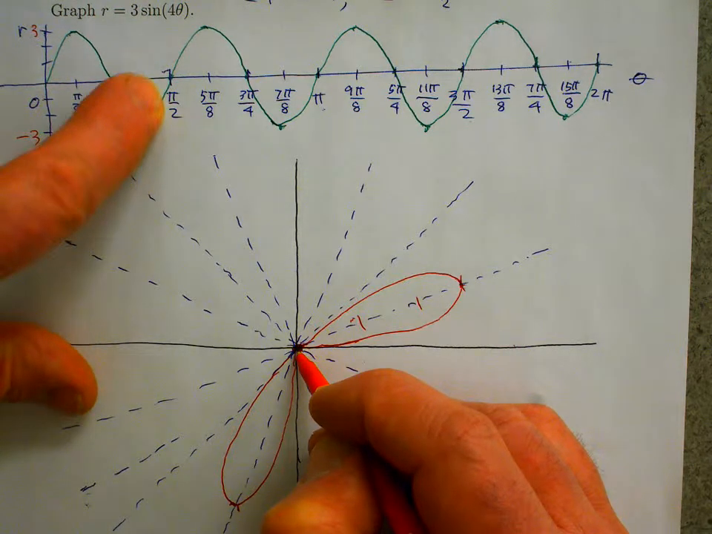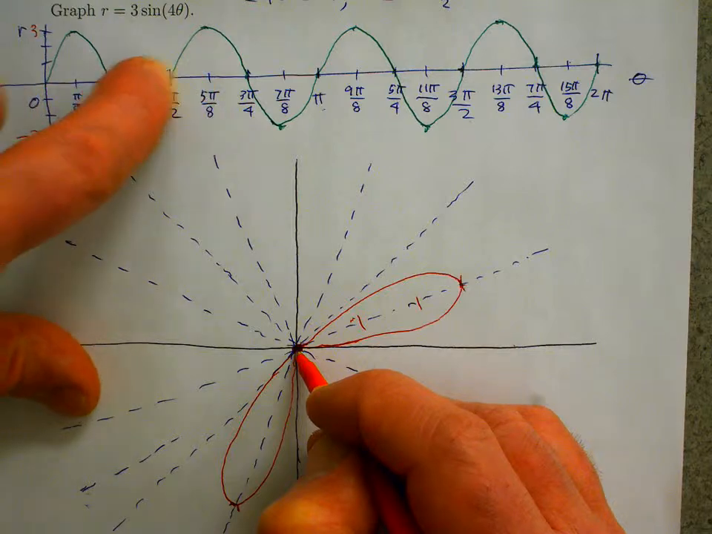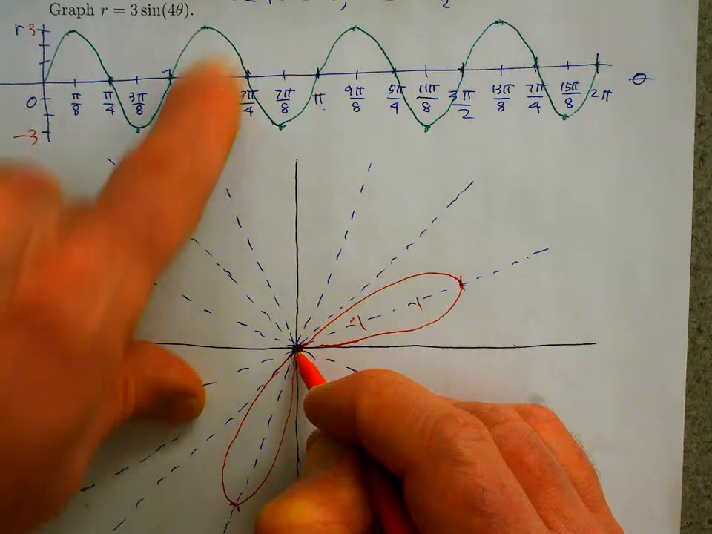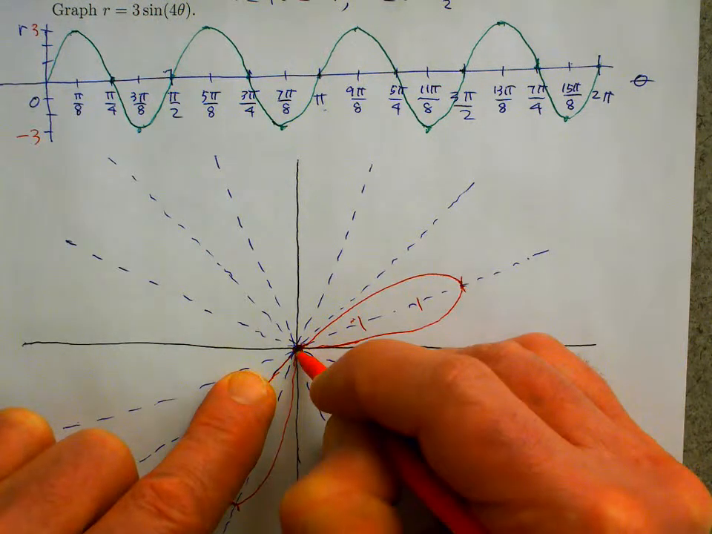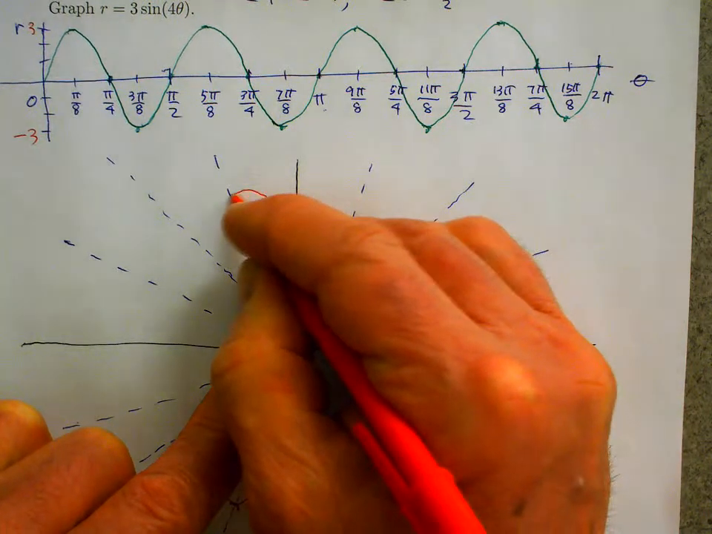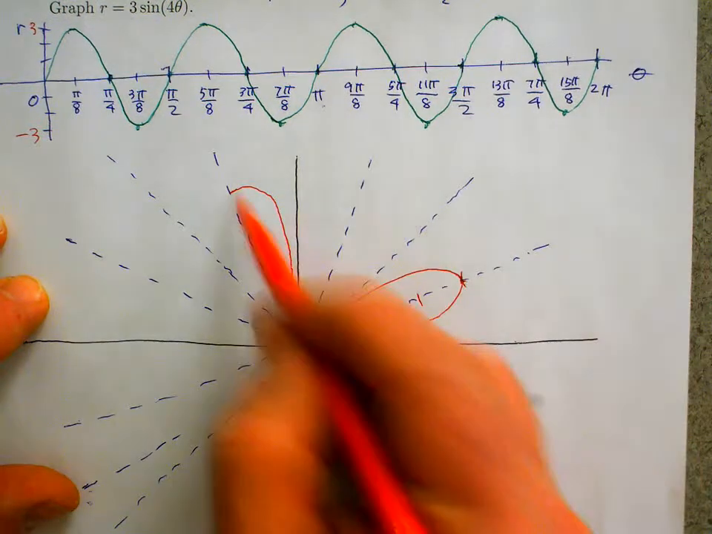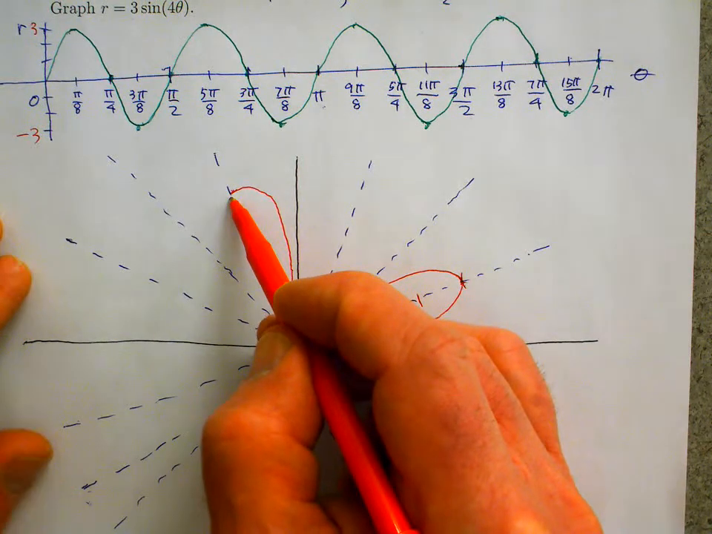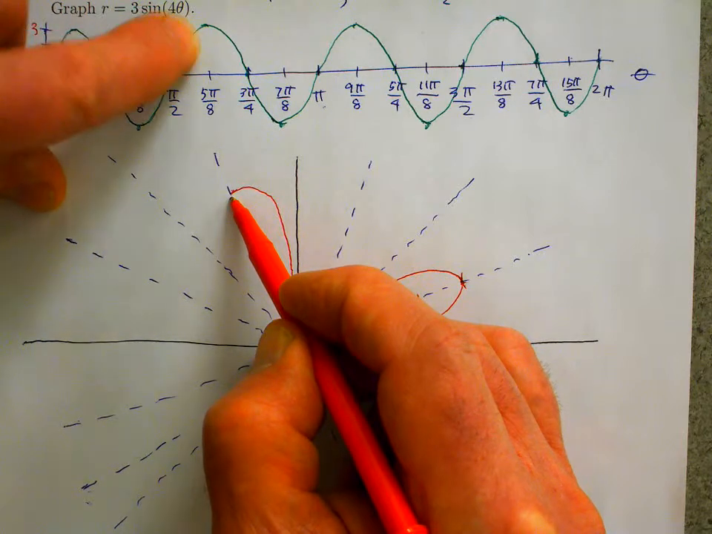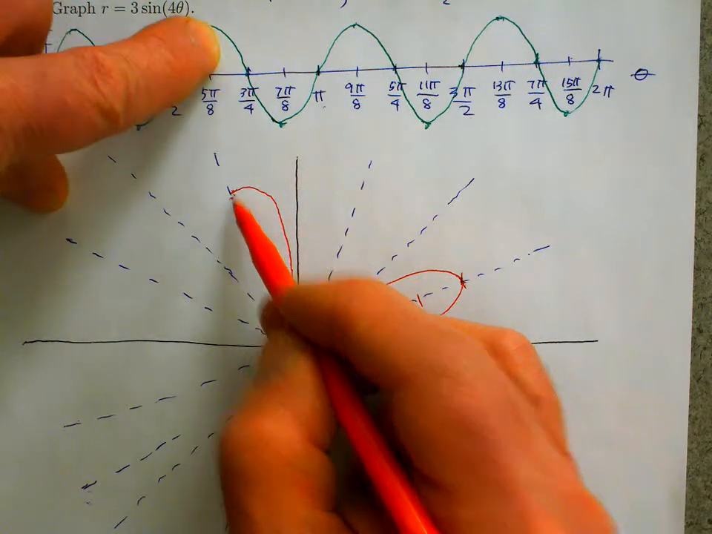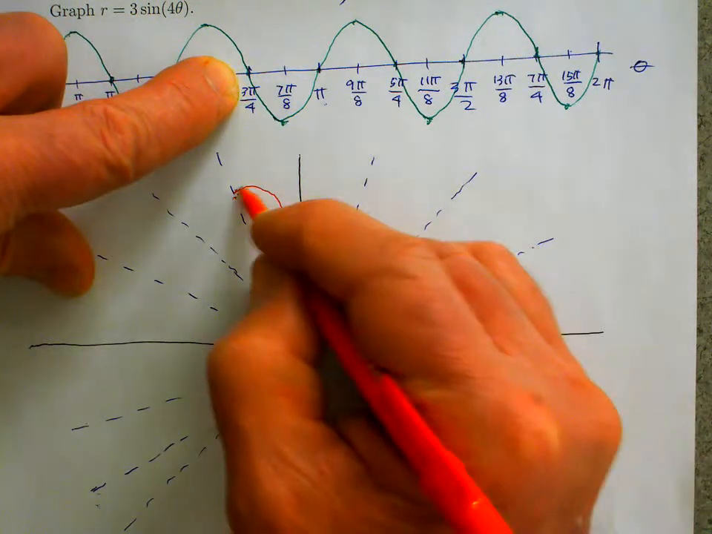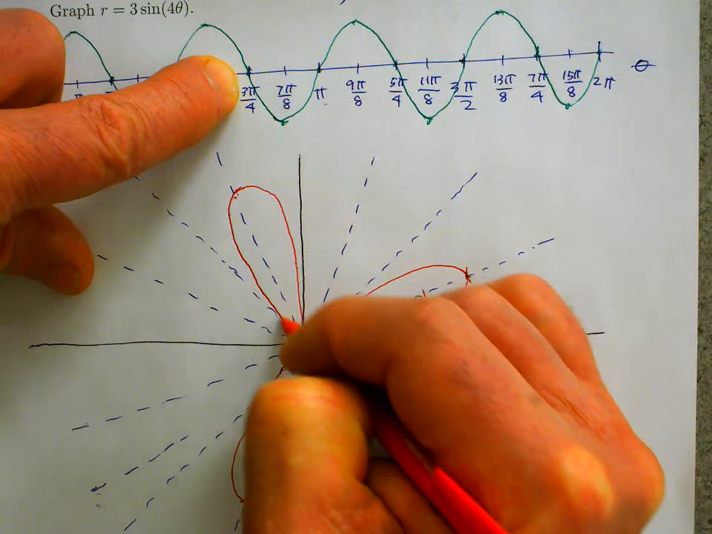Okay, now from pi over 2 to 5 pi over 8, the r values are positive again. And at 5 pi over 8, the r value is 3. So it's going to go up here, if this is 3 units from the origin. Then between 5 pi over 8 and 3 pi over 4, the r values are positive, and they're going to go to 0 again by the time we get to 3 pi over 4.